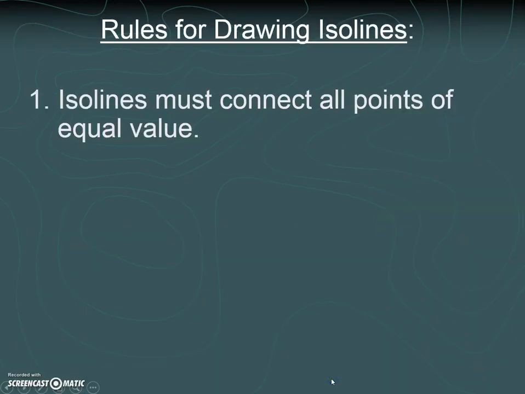So now I want to go over some of the rules for how we create field maps and for how we draw isolines. The first rule is that when you draw an isoline, you have to connect all of the points that have an equal value. So let's say you were given this data and you were asked to draw the isoline for the value of 10. You would just need to make sure that your isoline went through all of the 10s. Okay? Every single 10 would have to be connected by that line.